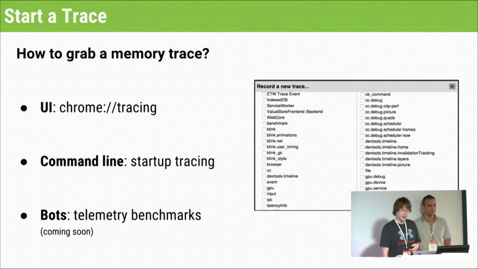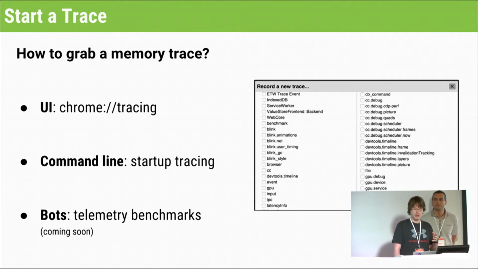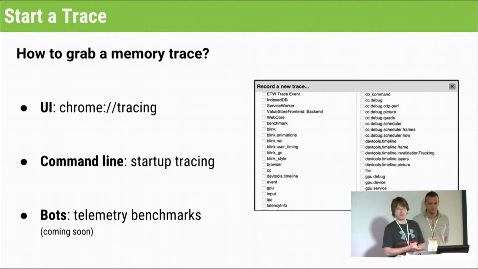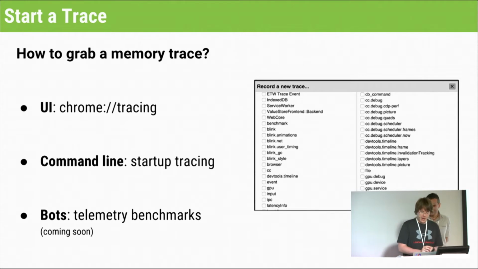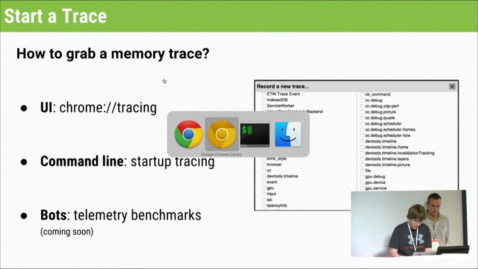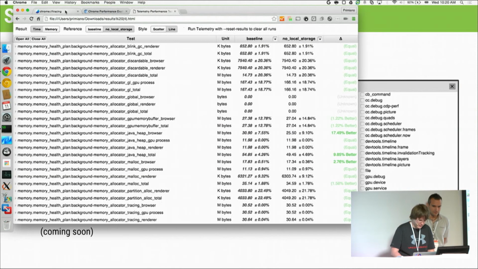And then what's coming soon is the ability to get memory data from the bots in telemetry benchmarks and then have automatic alerts. I'm going to show you how to use the UI because that's the simplest and most straightforward way to do this. So let's hope that it works.